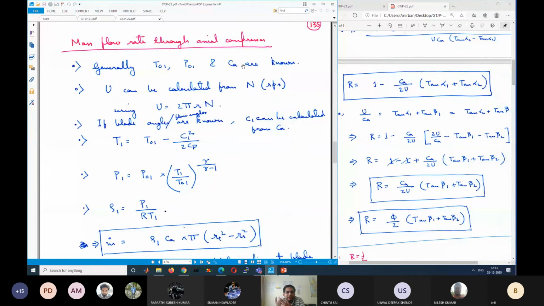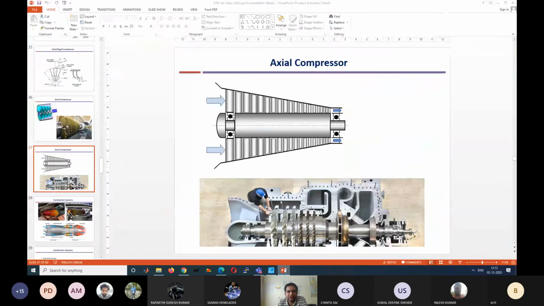So now to relate the mass flow rate, we need to calculate... mass flow rate depends on the area, or if the mass flow rate is given, the area actually depends on the mass flow rate. Okay, so these things we want to relate. What is the area? The area is defined in terms of this annular space. Okay, what is the annular space?